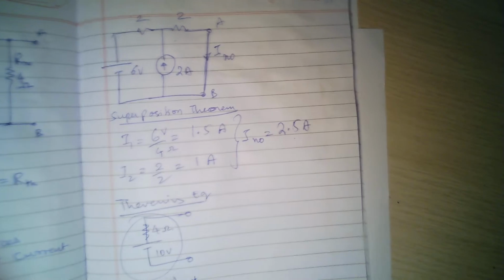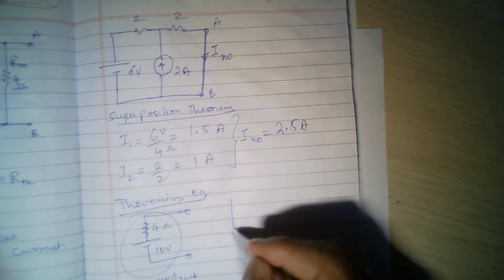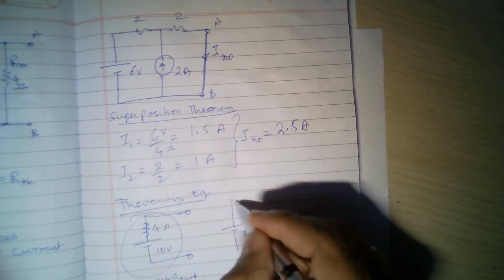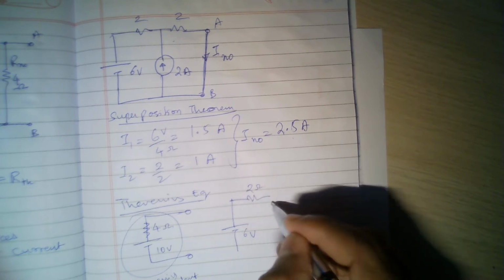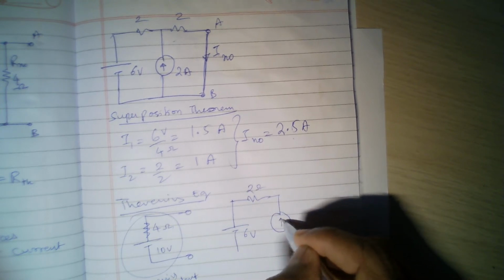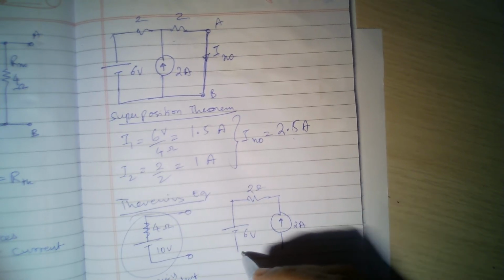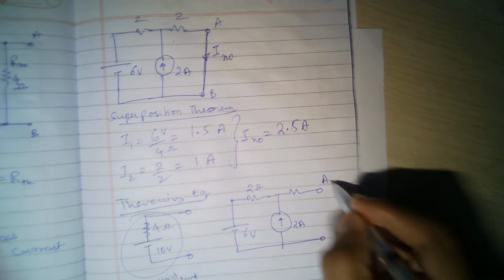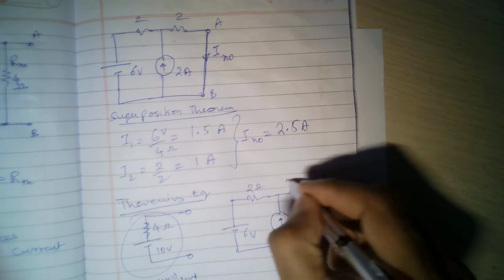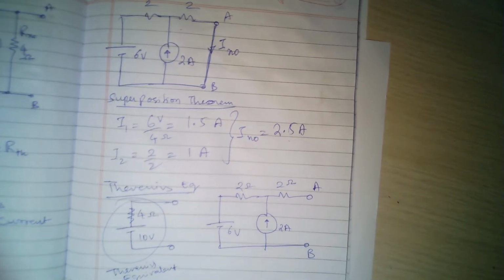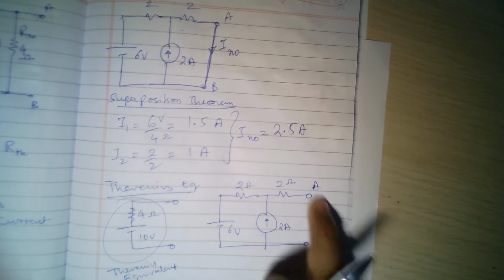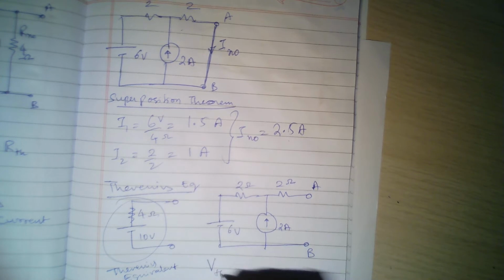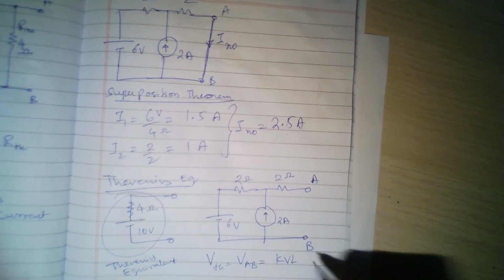Let me redraw the circuit. 6 volts, 2 ohms, then we have 2 amperes going up, and then I have A, B terminals here. This is 2 ohms. Now analyze this circuit, and VTH is nothing but VAB, which is KVL from B to A.